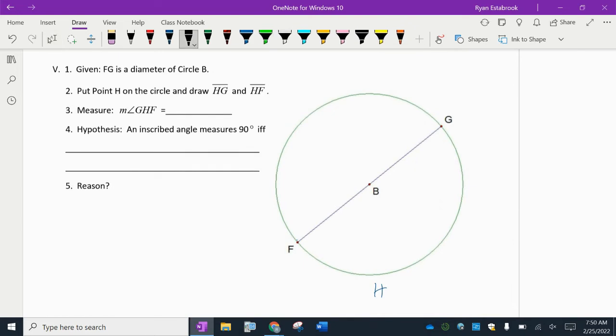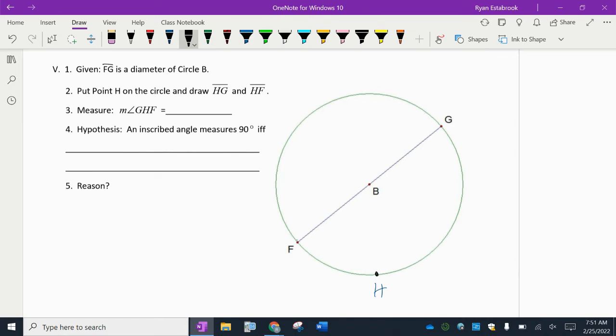Let's look at number 5. It says, given segment FG is the diameter of circle B. Okay, so B is the center of the circle. FG is the diameter. I can tell it's a diameter. It's going through the center of the circle. It says put point H on the circle. I put point H down here. I could have put it somewhere like in this upper left-hand corner, somewhere in the lower right-hand corner. It doesn't matter where. I'm going to put a point H somewhere.